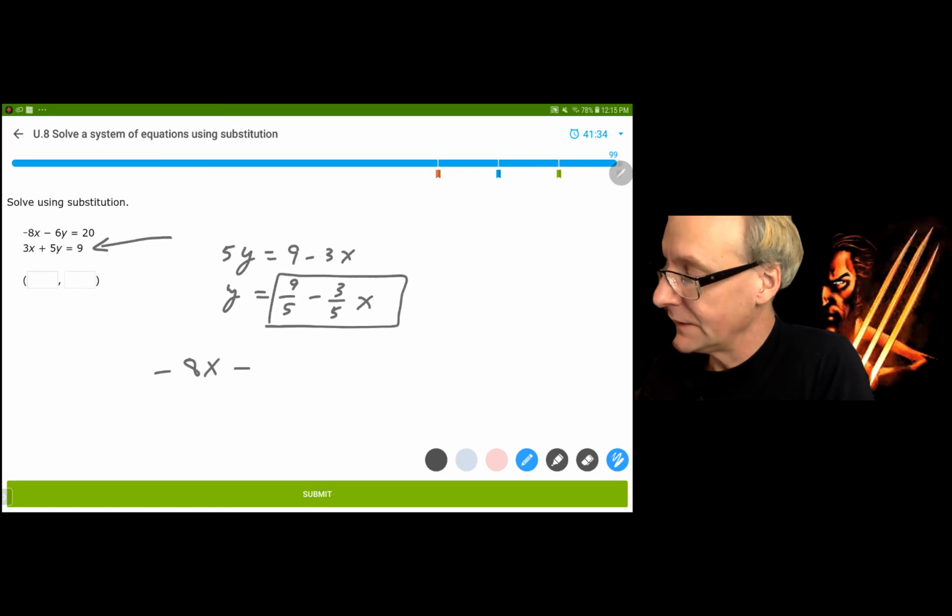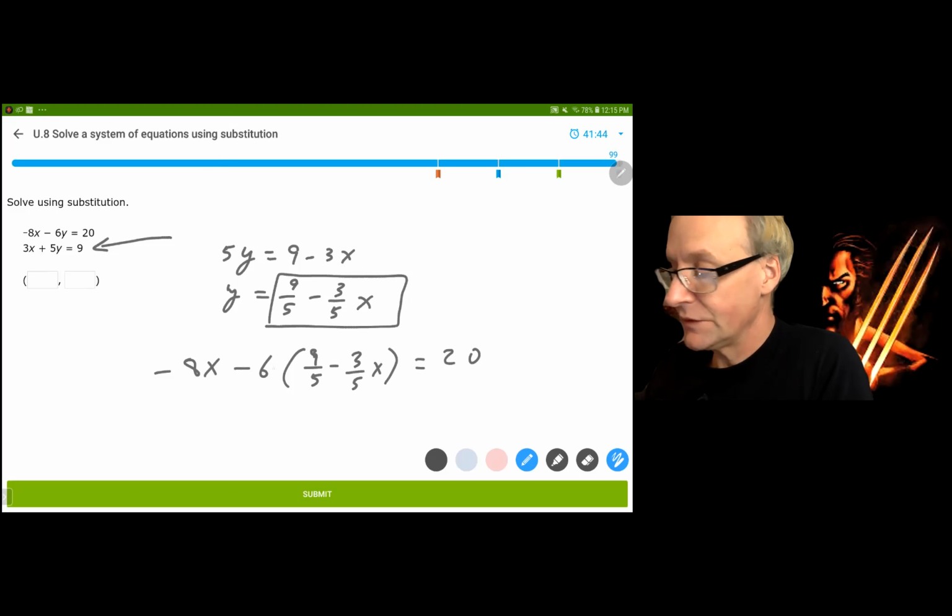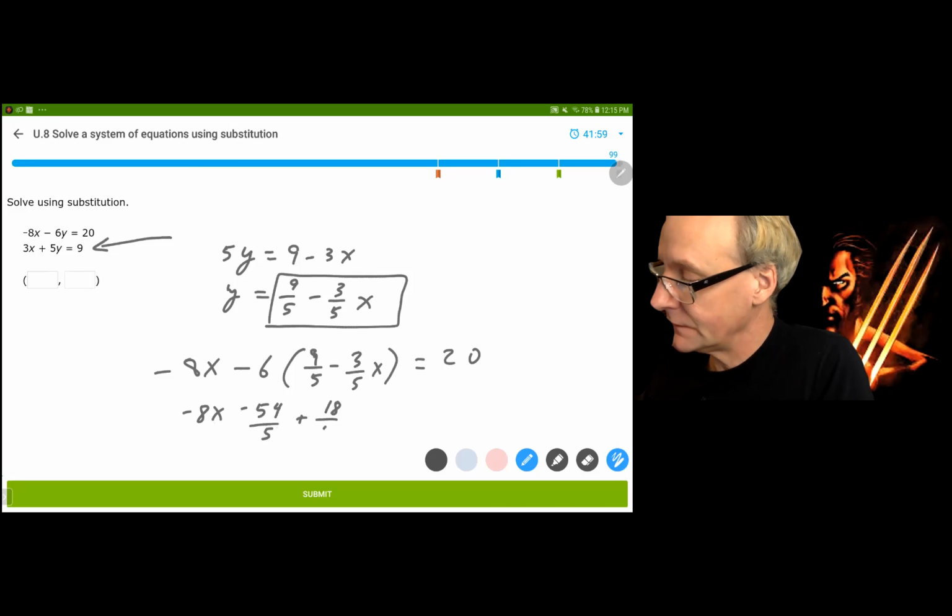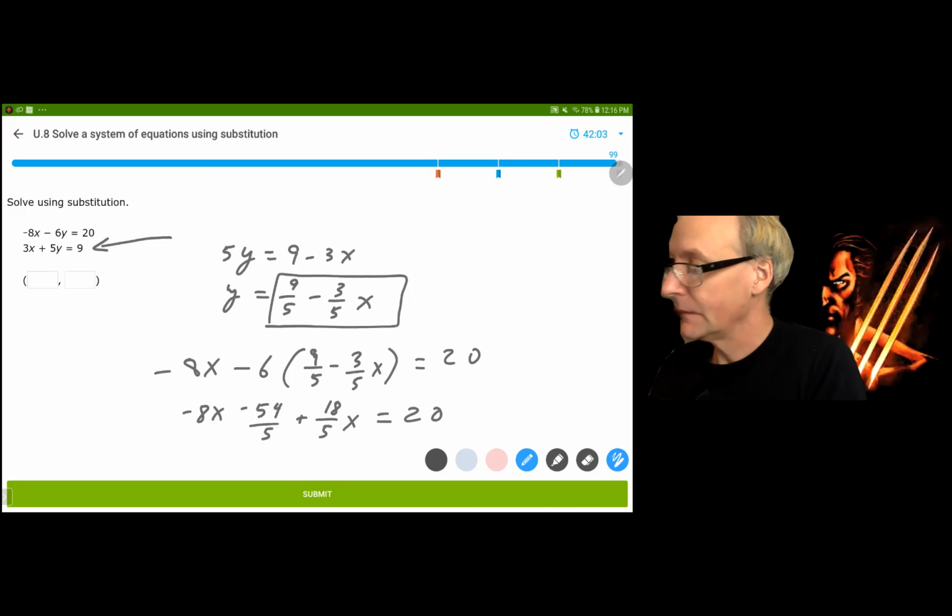-8x minus 6 times y equals 20. And we have 9 over 5 minus 3 over 5x. I have to distribute the -6 to both parts. That's going to be minus 54 over 5. 6 times -3/5 is positive 18 over 5x. And that's all equal to 20.